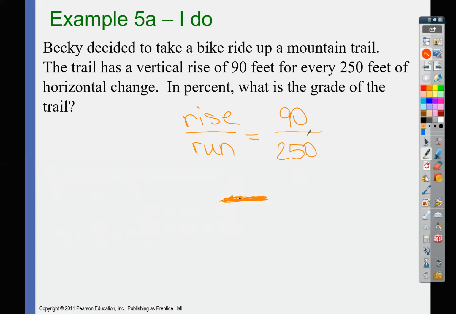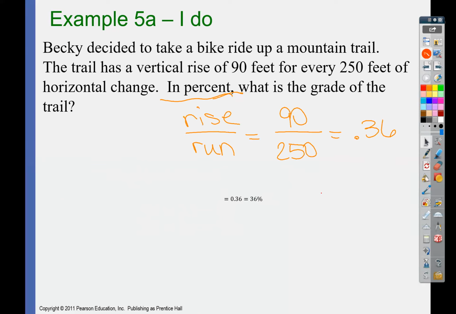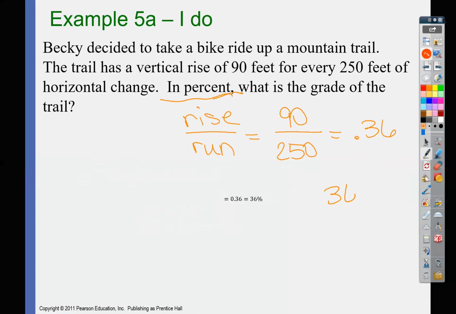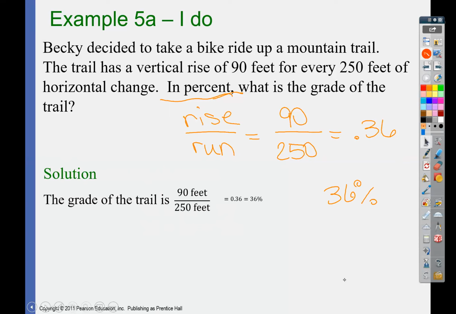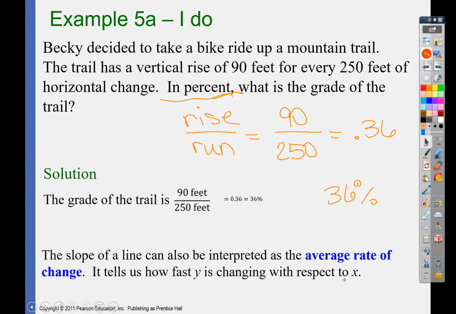So if I divide that in my calculator, I get 0.36. So in percent, what is it? So we would say 0.36 is equal to 36%. So she has a 36% grade on the trail. It's also interpreted as the rate of change. It tells us how fast y is changing with respect to x. So slope is also known as the rate of change.